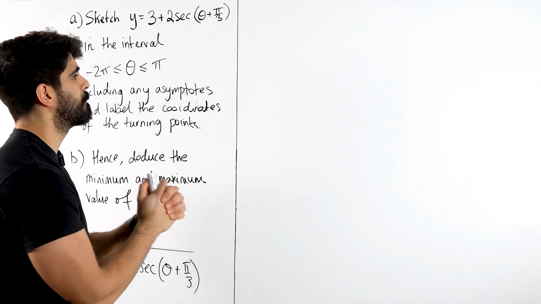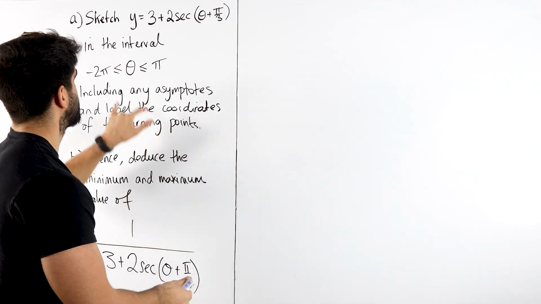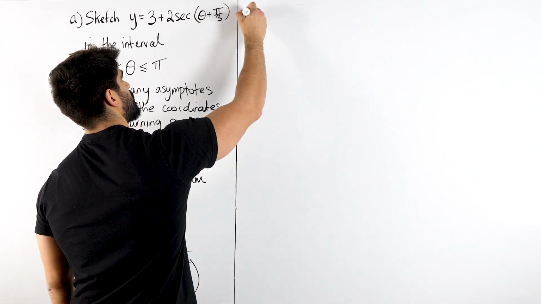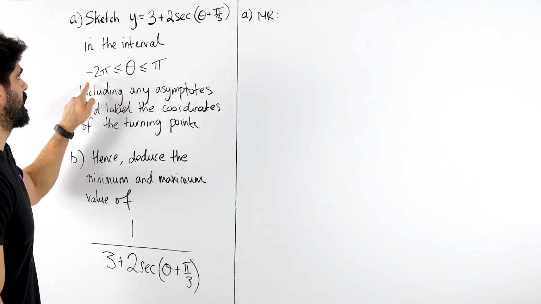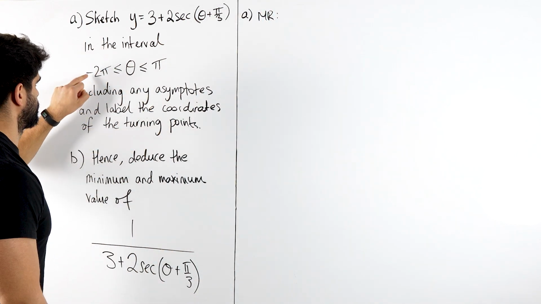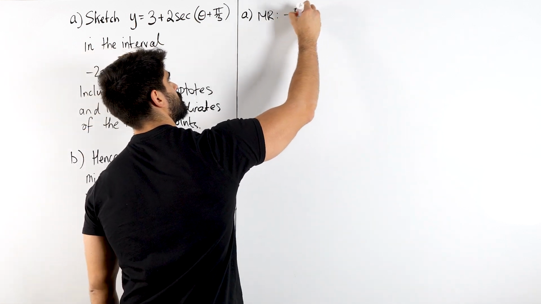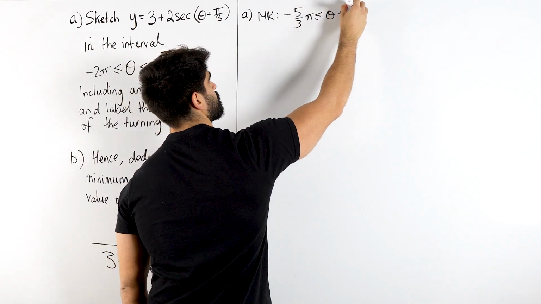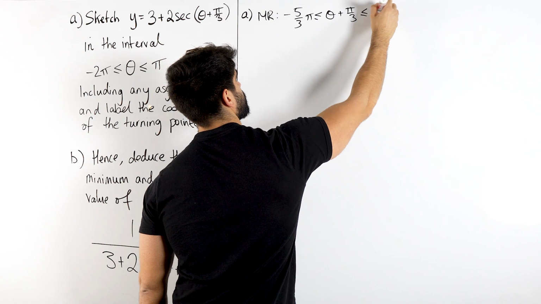So only draw the part of the graph that you are then going to shift to the left by pi over 3, so it fits within this range perfectly. To do that, we're going to have to modify the range. Okay, modifying the range, we're going to add pi over 3 to all of these values. So I'm going to get minus 5 pi over 3, then theta plus pi over 3, and then 4 pi over 3.